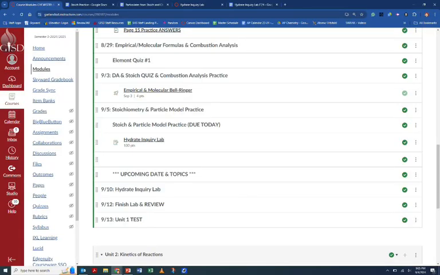Okay, so today there's really two main things that you need to work on. The stoichiometry and particle model practice, the papers by the door that you should have picked up. Those need to be turned in to the sub before you leave today.